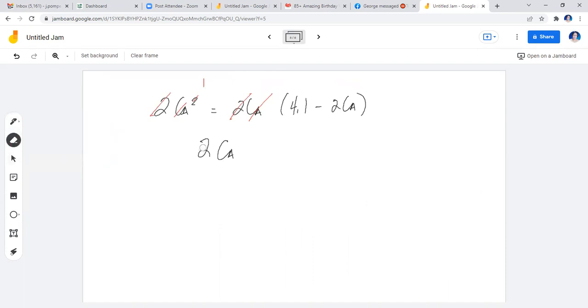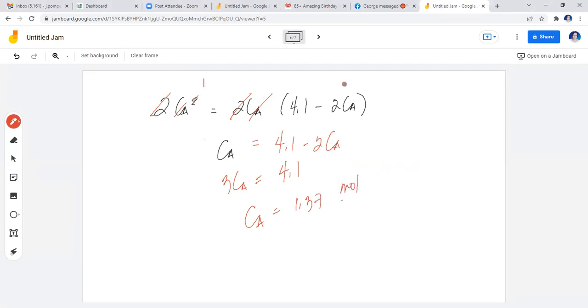We'll take this one here. So what is left on the left side is just the CA. And on the right, this 2 is gone already. So you have 4.1 minus 2CA. Now you will have 3CA equal to 4.1. So your CA is equal to 4.1 divided by 3, 1.37. So it's 1.37. So this has the unit mole per liter. Okay, so this is for your letter B.